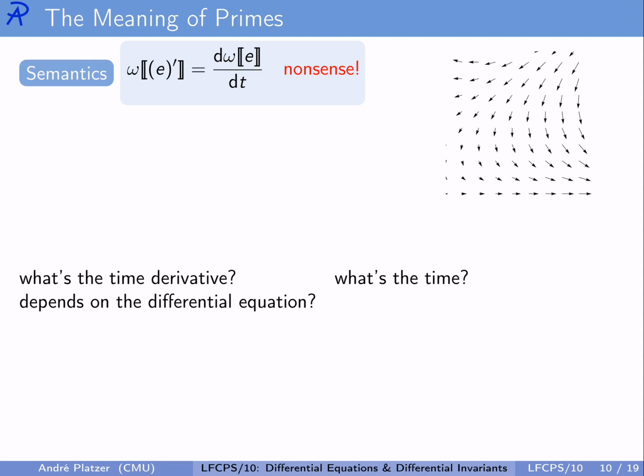Maybe it depends on the differential equation. We should say, well, okay, what the time derivative is a function of the differential equation that we're actually currently worried about. So remember, the vector field of a differential equation looks like this. So for every point in space, the differential equation says in which direction the system evolves. Should we say the meaning of e prime in a state depends on what differential equation we've been talking about?